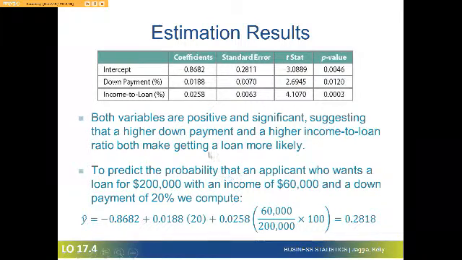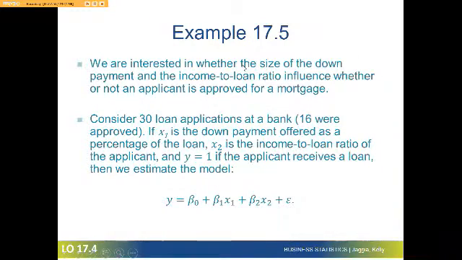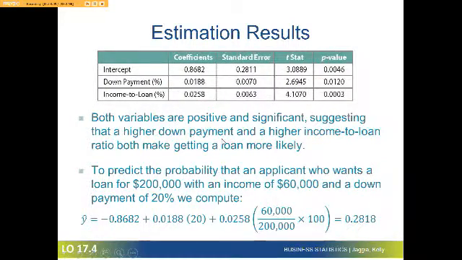If we ran the regression with the y being 0, 1, we're trying to see whether the size of the down payment and income to loan ratio influences whether or not you get the mortgage, 1 being yes, 0 being no. Here's what we get. Now we can calculate what our values would look like. In this case, with a loan of $200,000, income of 60%, and a down payment of 20%, you find that the probability of getting that loan is 28%. That's between 0 and 1, obviously, so we're trying to create a probability.